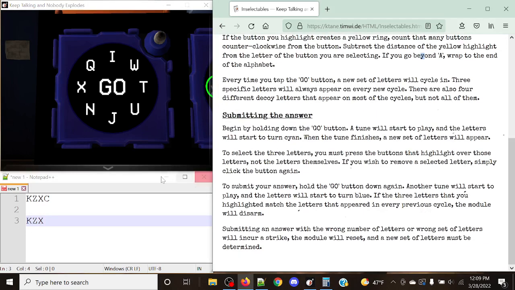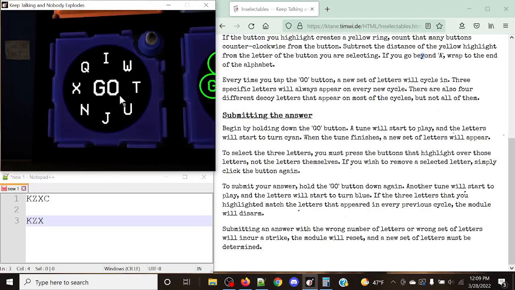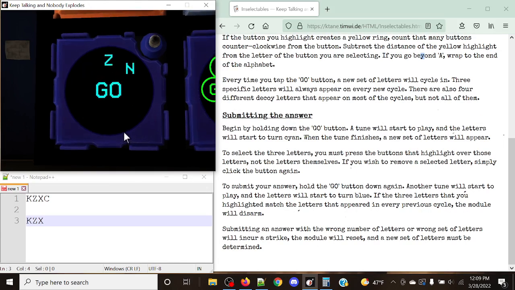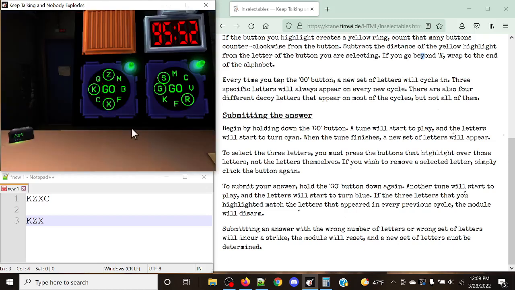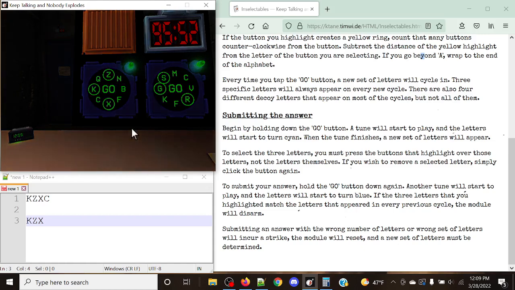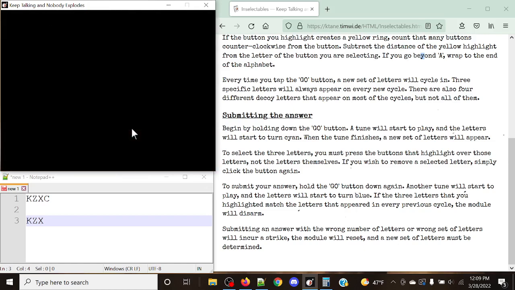So now let's get these guys submitted into the module. Let's first hold down the go. Okay, and now let's find the highlights that select X-ray, Zulu, and Kilo. So you're one of them. You're one of them. And where are you? And you're one of them. So now we have our 3 letters highlighted in this case. And now we're going to hold over go. We're going to let the blue come in here. And just like that is a solved module.